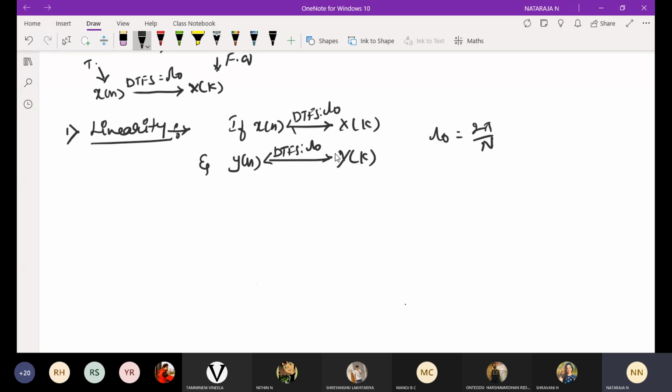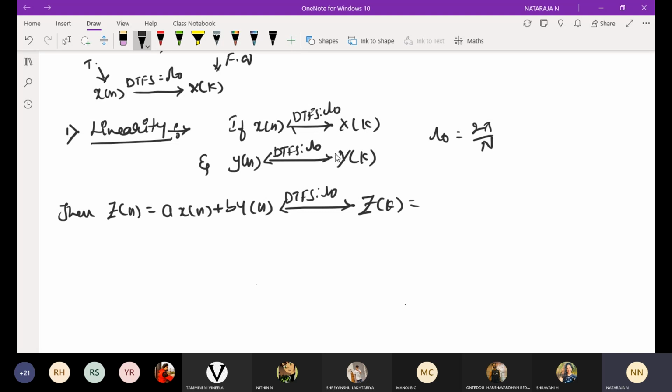If x of n is given to x of k, and y of n changes with respect to y of k, then z of n is equal to a into x of n plus b into y of n. If I take it with respect to the DTFS with respect to omega naught, you will get z of k is equal to a into x of k plus b into capital Y of k. This is my linearity property.